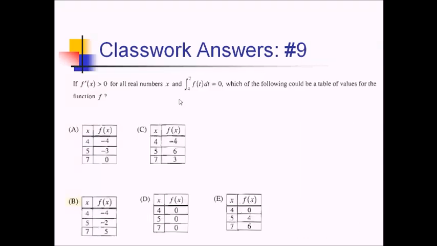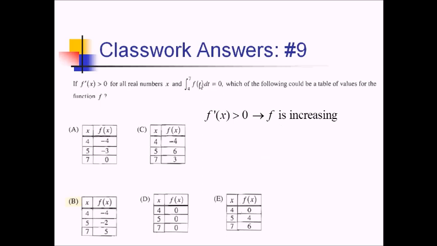For this problem, we're given that f prime is greater than 0 and the integral of f from 4 to 7 is equal to 0. Based off of this, what could be a table of values for this function? So let's just dissect what they've given us. F prime greater than 0, that's basically saying that our function is increasing for all x values. So that'll help us eliminate some tables here.